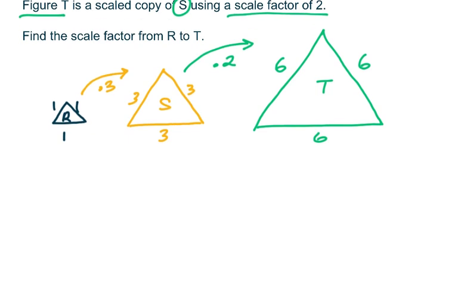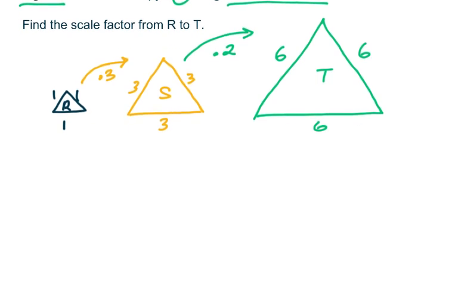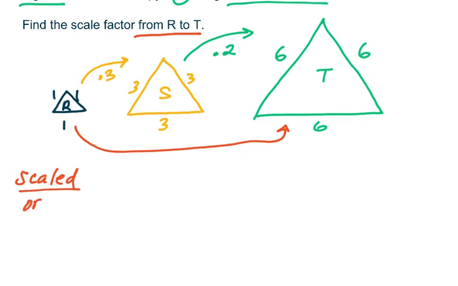So now I can look at the question. It says find the scale factor from R to T. So we're going from R to T. So to find the scale factor, I'm going to put the scaled length over the original. So I'll choose this side length here. That has a length of 6. And the corresponding side length on the original triangle is here, and that has a side length of 1.